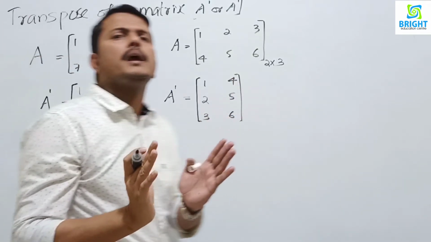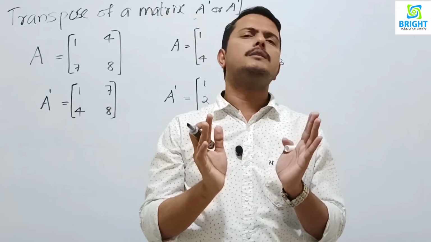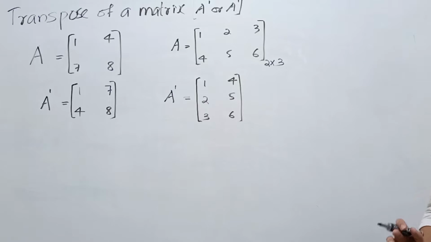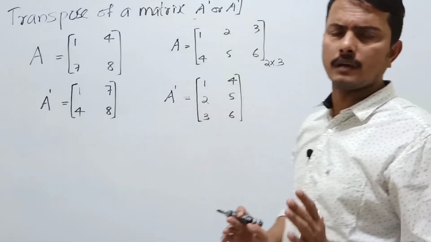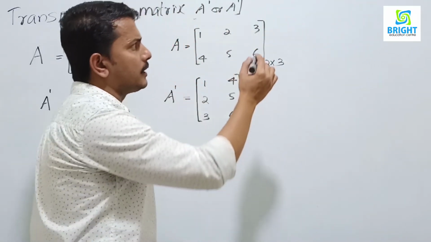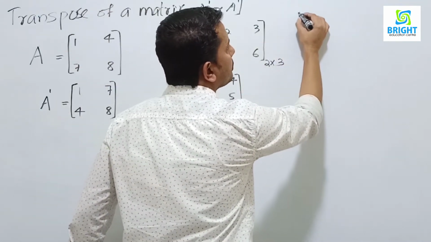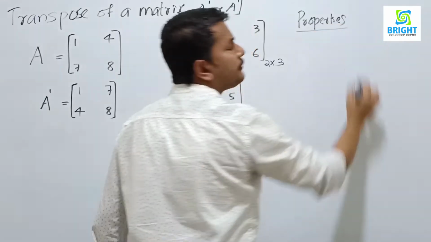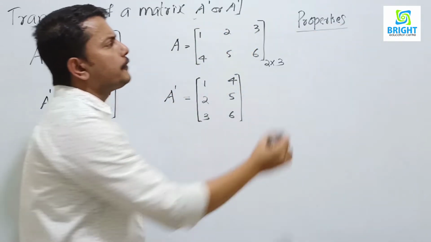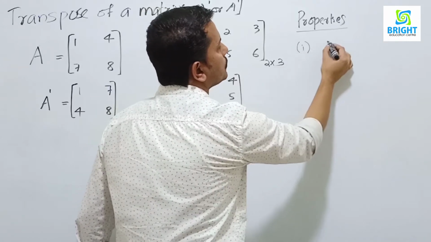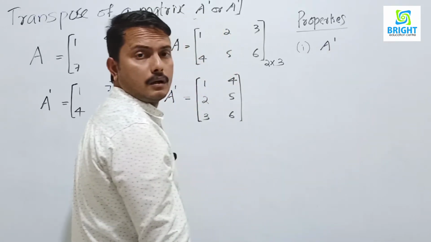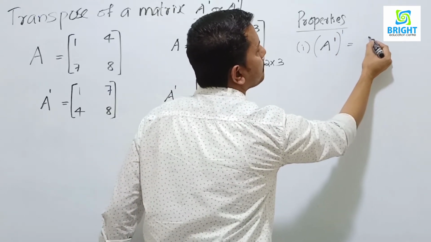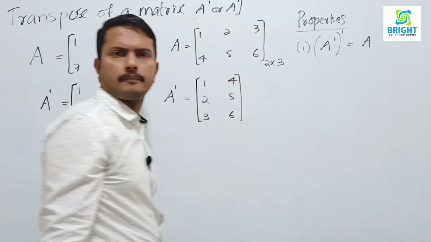So this is the topic, A transpose, and in this class we are going to have the properties of the transpose of a matrix. There are certain properties for the transpose of a matrix. I'll write the properties in detail over here. The first property: A transpose, all transpose, is equal to A itself.